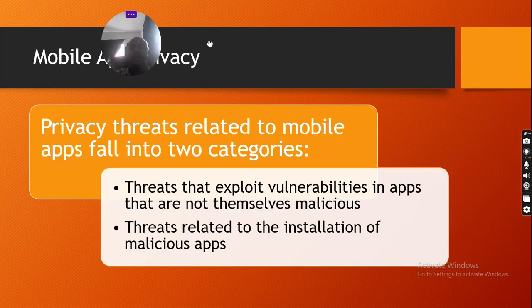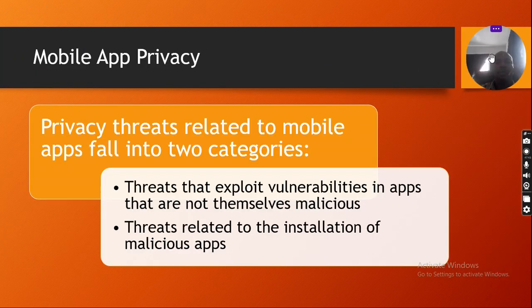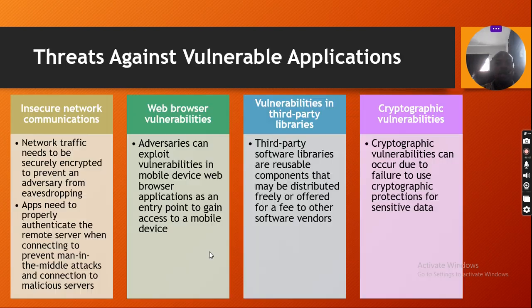Now let's talk about mobile app privacy. Privacy threats related to mobile apps fall in two categories. One is the threat that exploit vulnerability in apps that are not themselves malicious, and then the second one is the threat related to installation of malicious app. Okay, these are two threats that are found in mobile app privacy. Now let's look at threats against vulnerable application.